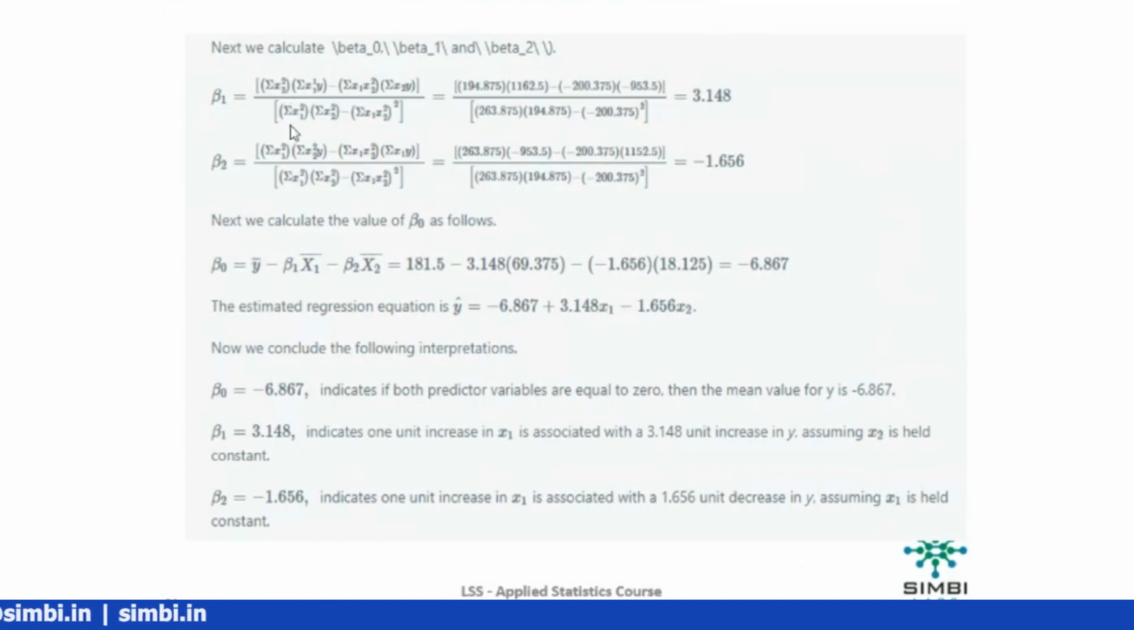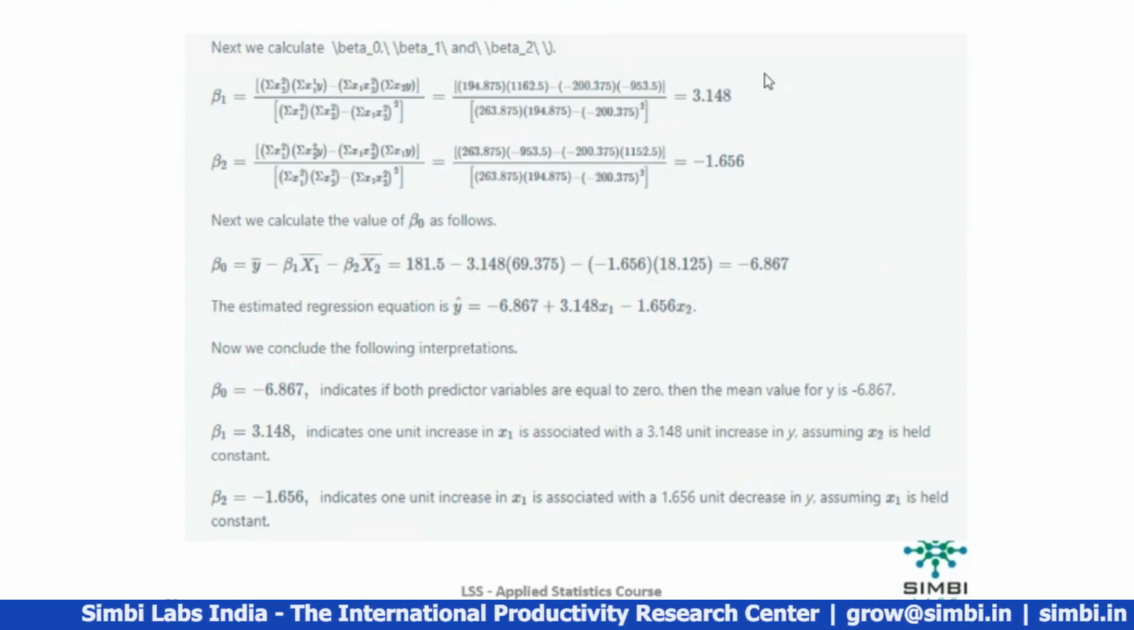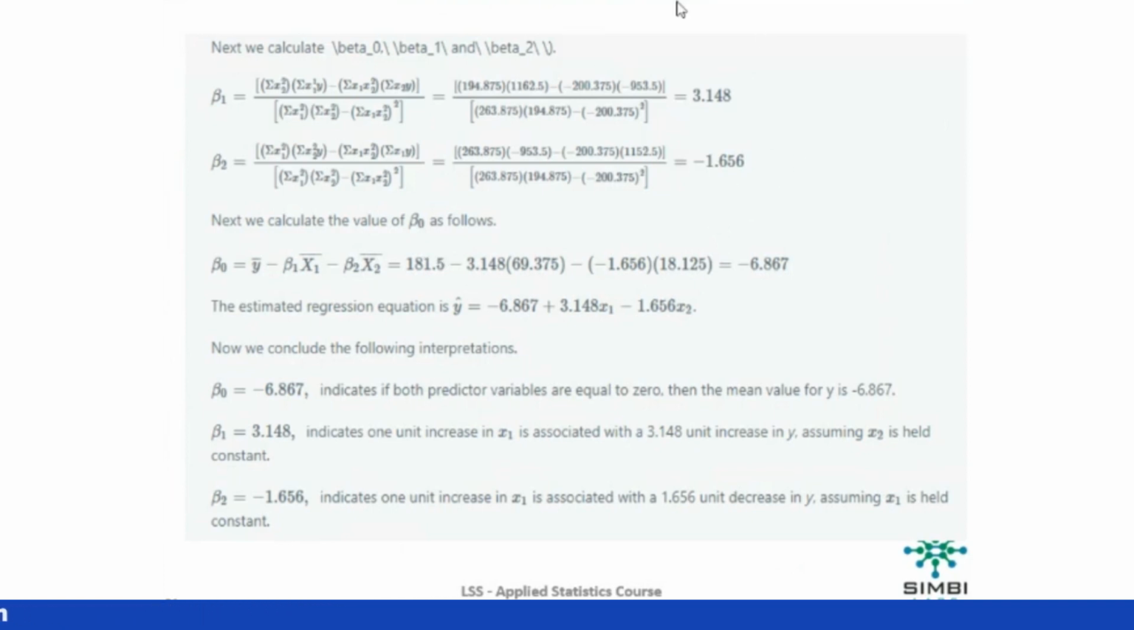Sigma x2 square, x1 square y, x1 into x2, and x2 y, all add these values for both independent variables x1 and x2, and we got the answer of beta 1 equal to 3.148 and beta 2 equal to minus 1.656. So we need to add these values in the regression equation.